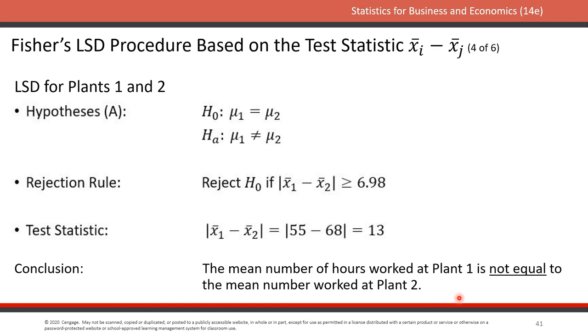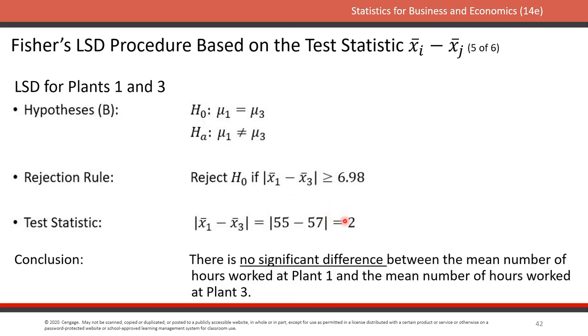Or said another way, there is enough evidence to conclude that the mean number of hours in plant 1 is not equal to the mean number in plant 2. Which one's bigger? Well, I can just look real quick. The mean in plant 1 is 55 hours a week. The mean in plant 2 is 68 hours a week. Oh my gosh. So the hours worked in plant 2 is statistically significantly larger than the hours worked in plant 1. All right, well, now let's compare plant 1 to plant 3.